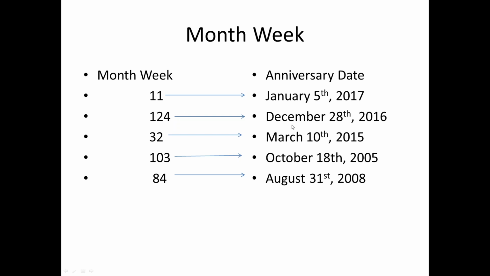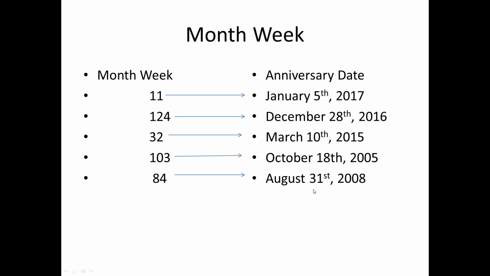If they were to go under contract December 28th of 2016, it would be a 12-4. We usually say like December week 4, but again, month is 12, the week is number 4, based on where December 28th falls. March 10th, 2015 would be 3-2, March week 2, 3 for March, 2 for the second week of the month. October 18th, 10 for the 10th month of the year, 3 for the third week of the month.